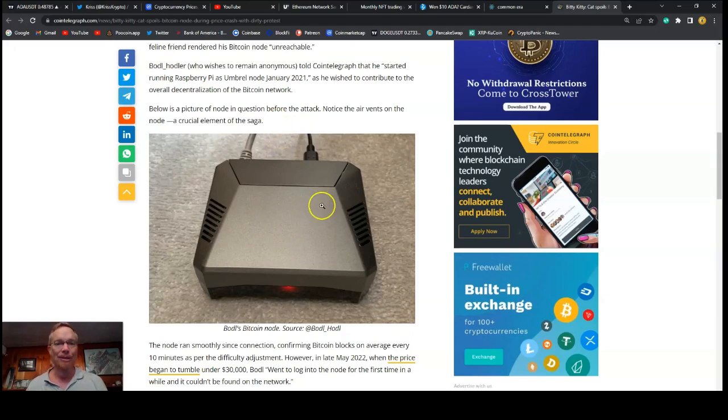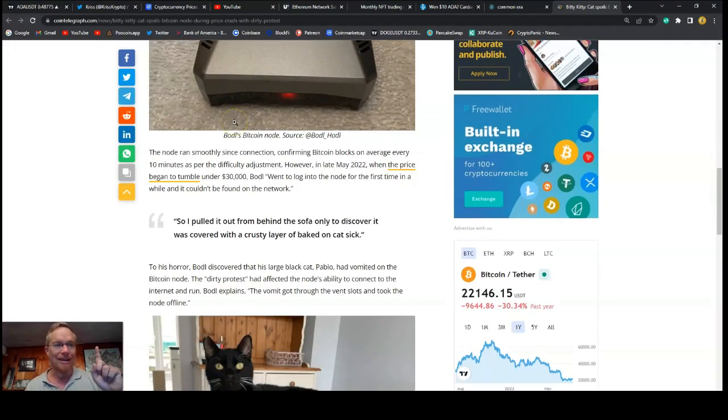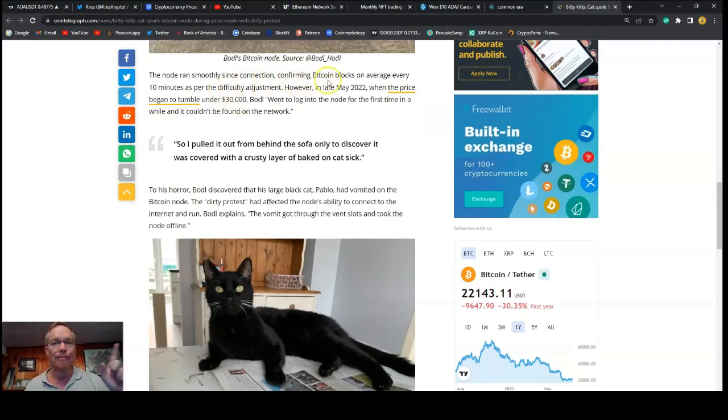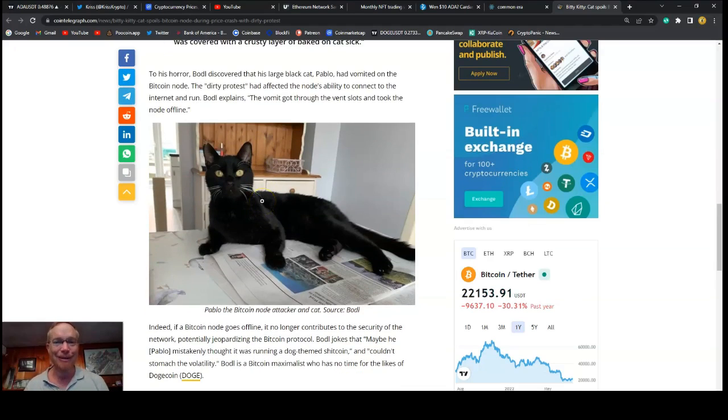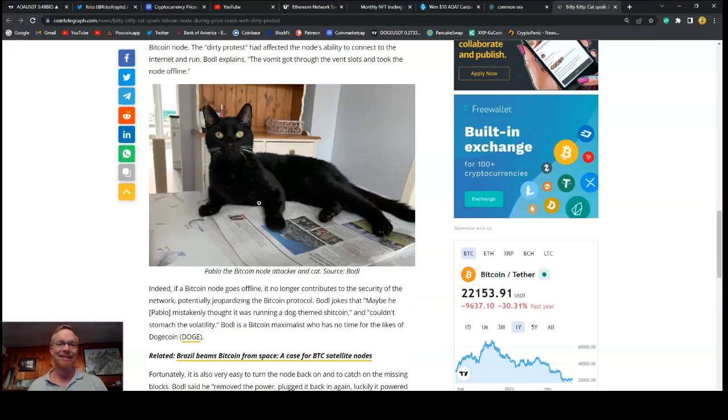Below is a picture of the node in question before the attack. So it looks nice and clean, right? Notice the air vents on the node, a crucial element of the saga. The node ran smoothly since connection, confirming Bitcoin blocks on average every 10 minutes as per the difficulty adjustment. However, in late May 2022, when the price began to tumble under 30,000, Bodle went to log into the node for the first time in a while. It couldn't be found on the network. "So I pulled it out from behind the sofa, only to discover it was covered with a crusty layer of baked-on cat sick." To his horror, Bodle discovered that his large black cat, Pablo, had vomited on the Bitcoin node. The dirty protest had affected the node's ability to connect to the internet and run. Bodle explains, "The vomit got through the vent slots and took the node offline."